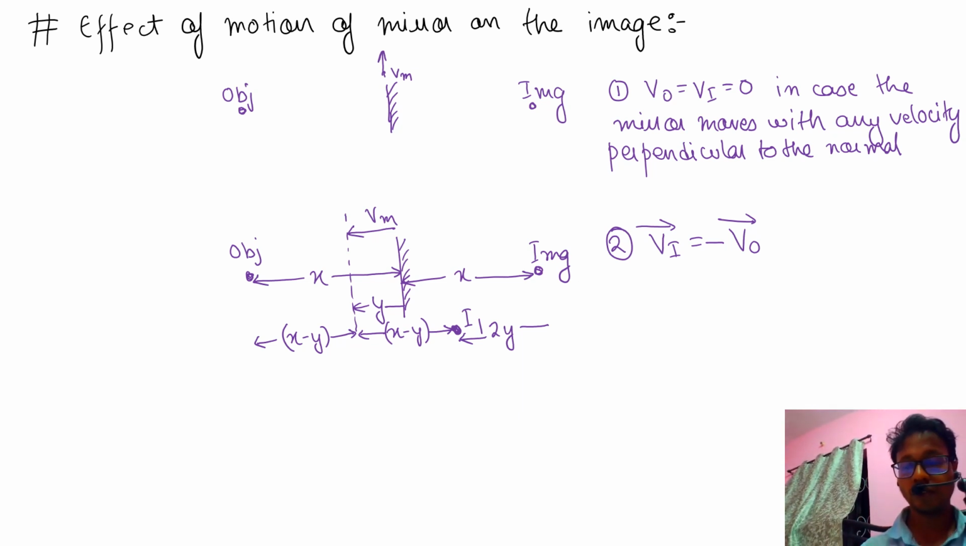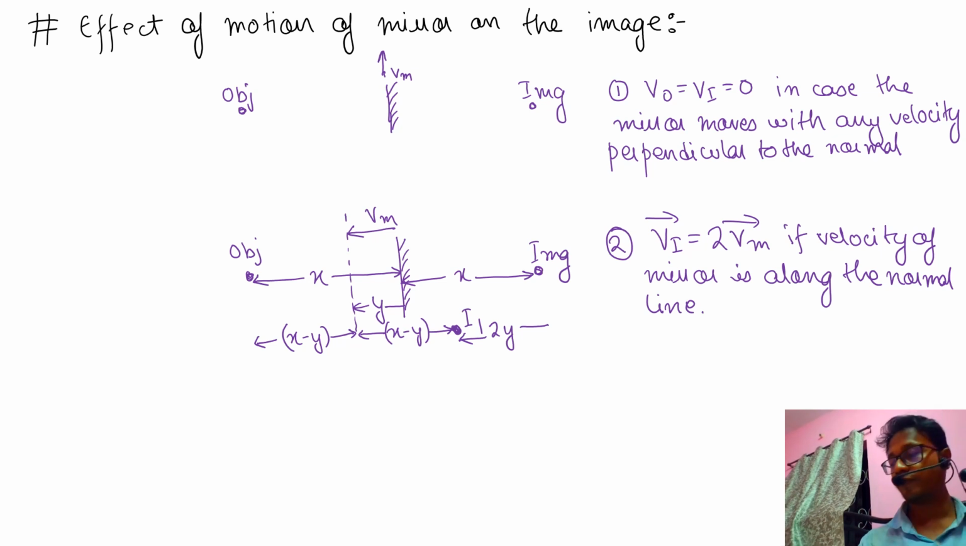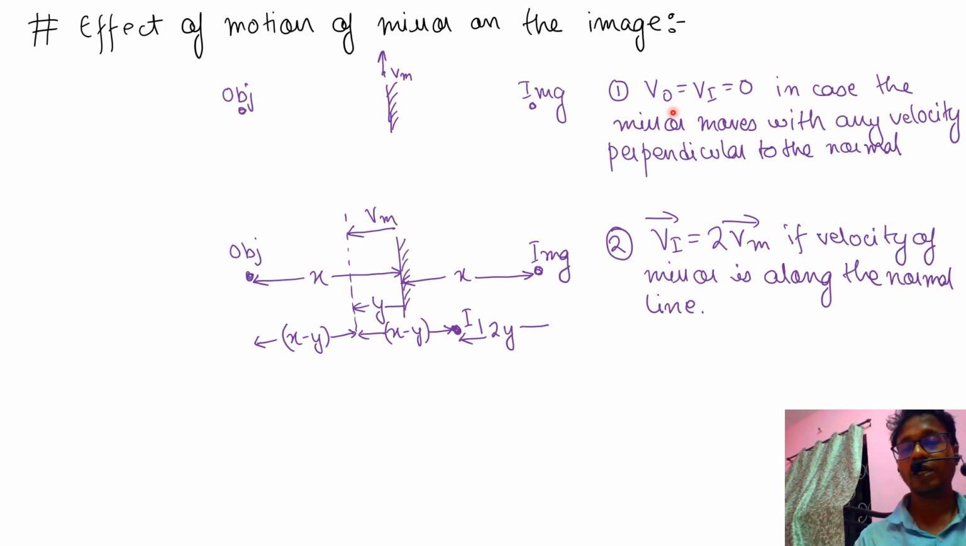Oh, I made a wrong statement. Velocity of image is twice the velocity of mirror if the velocity of mirror is along the normal line. And these relations of velocity are also valid for displacement and acceleration.